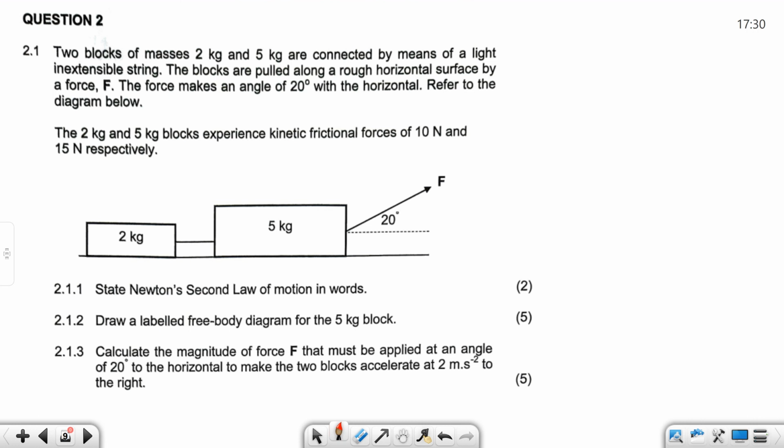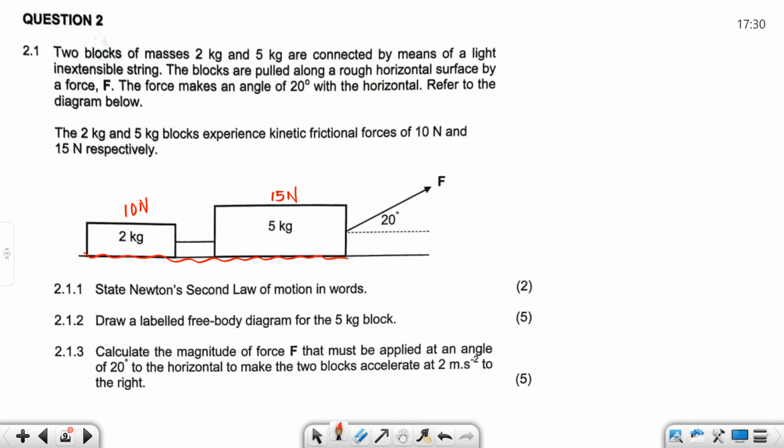Two blocks of masses 2 kg and 5 kg are connected by means of a light inextensible string. The blocks are pulled on a rough surface. I won't really calculate this, guys. I'm just going to break it down. It's rough, telling us there's friction. The blocks are pulled by force F. The force makes an angle of 20 degrees with the horizontal. Refer to the diagram below. The 2 kg and the 5 kg experience kinetic frictional forces of 10 newtons and 15 newtons.